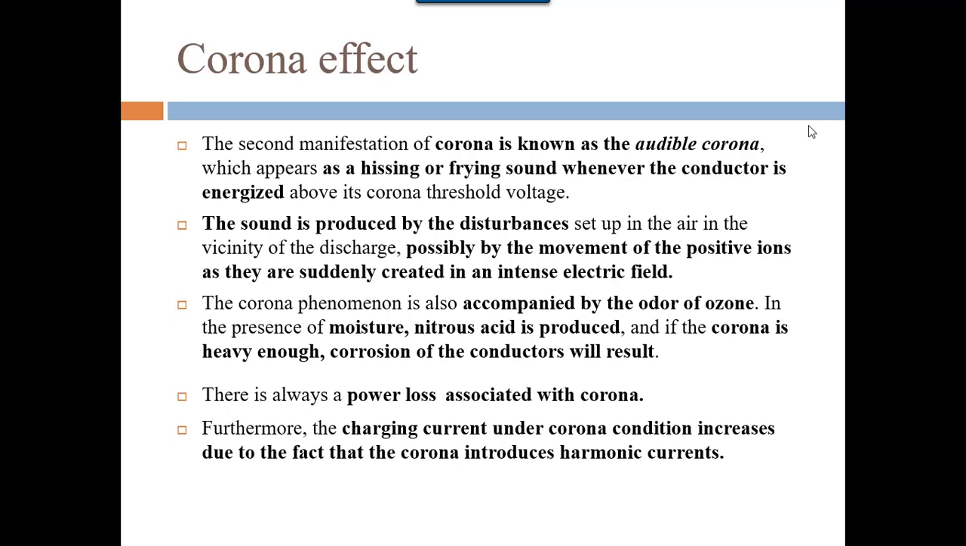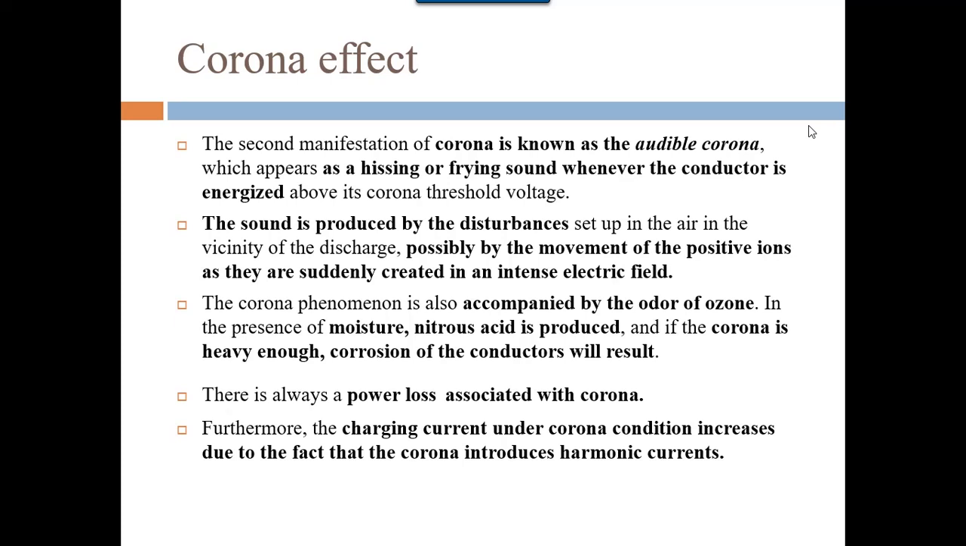This is the third thing which we understand, that we can check that the corona effect occurs when we see some violet light around the conductor. The second thing is that when we hear some buzzing sound, then the corona effect may occur, or we smell some odor of the ozone. That may occur due to the moisture or nitrous acid, and if the corona is heavy enough, the corrosion of the conductor will occur. So the corona degrades the quality of the conductor.